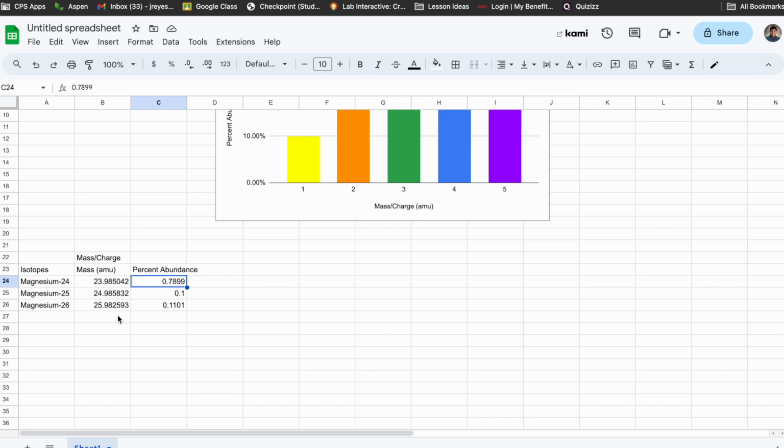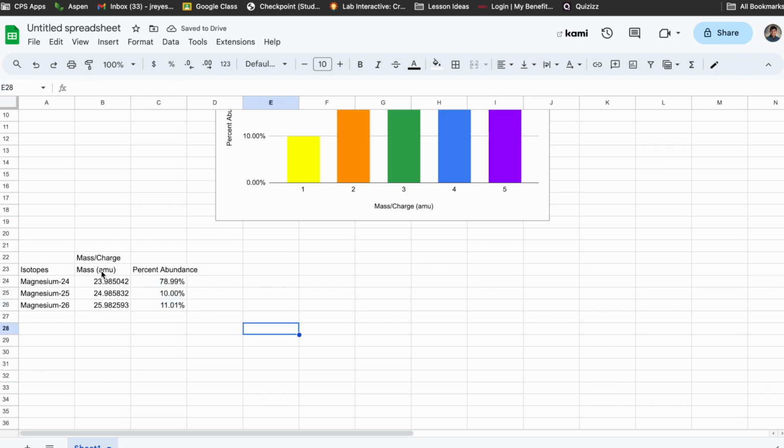So here we can see, this is roughly out of 10,000, something like that. So 7,899 would have been magnesium 24, roughly 1,000 would have been magnesium 25, and 1,101 would have been magnesium 26. And so altogether it's out of 10,000. So that's how we got those percentages. And I'm actually going to change these two percentages just by clicking that button there.